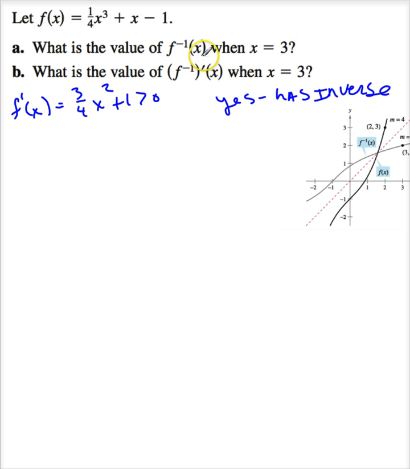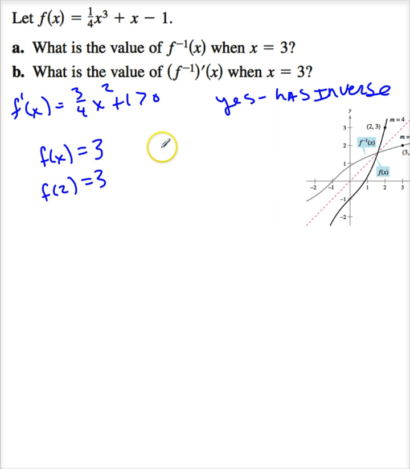So what is the value of f inverse when x is 3? Now you need to think about this. We want to know when f of x equals 3. We're looking for the x when f of x is equal to 3. And it turns out that f of 2 is equal to 3.